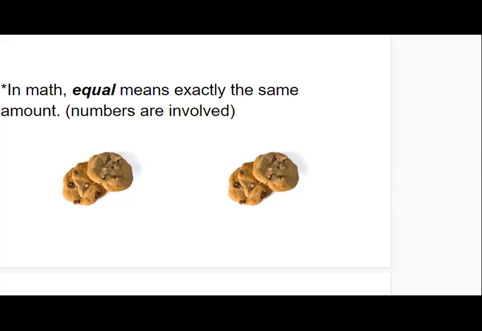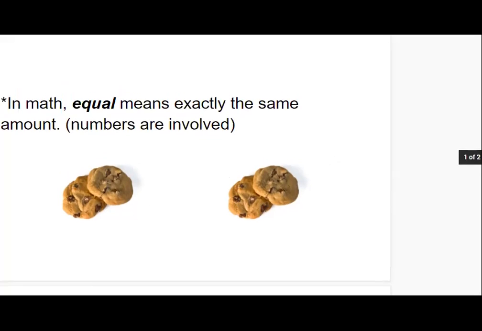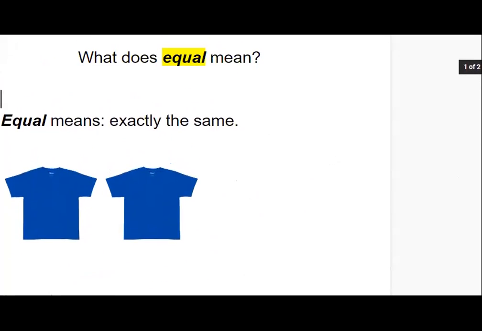Okay. I'm going to back up just a little bit then, guys, since I was muted. So what we're looking at is the word equal. Whenever we're working with equations, the word equal will definitely come into play. And we said that equal means to be exactly the same. In the first picture, we have a blue shirt. The second picture, the same blue shirt. So they are equal, right?